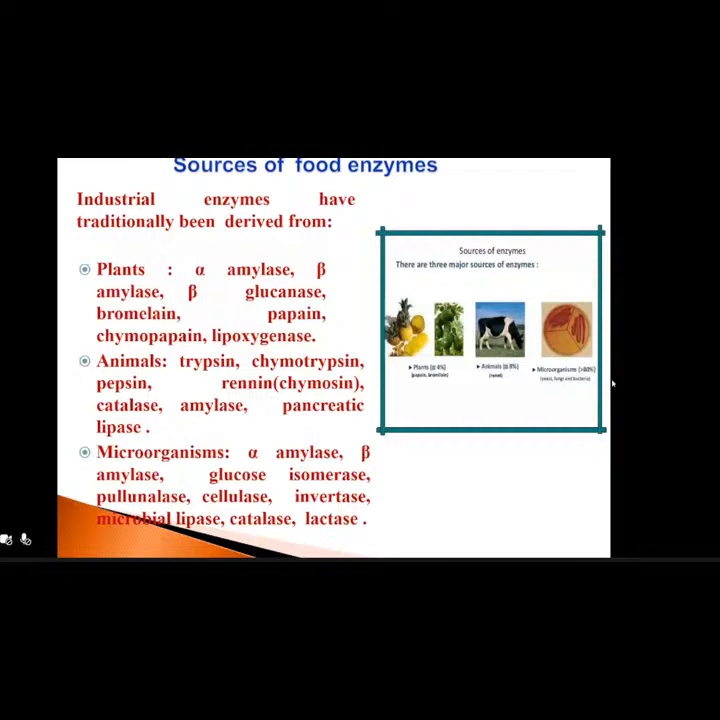You may ask, what are the sources of the enzymes? From where do we get them?